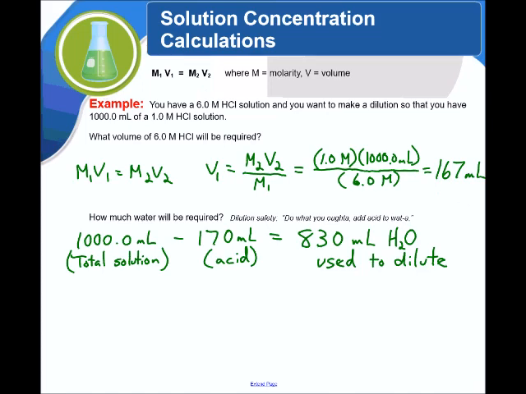Okay, that's it for today's lesson on dilutions with molarity. Work on the corresponding page in your practice packet, and we'll see you for the next video.